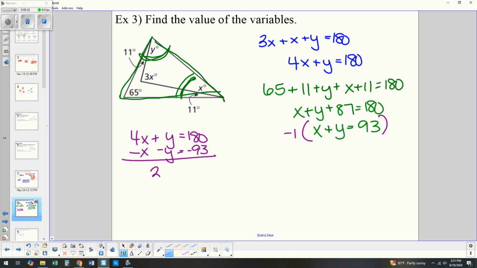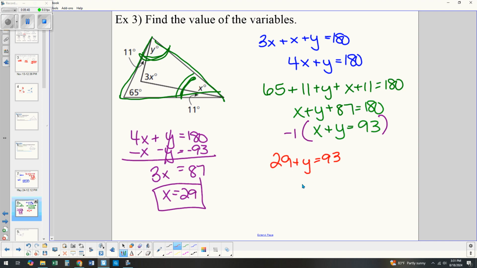So we get 3x, the y's cancel, equals 87. So x is 29. And then we're going to go back to one of our original equations. This one looks good. x plus y equals 93. So we're going to do 29 plus y equals 93, and just take that 29 away, and I believe we get 64.